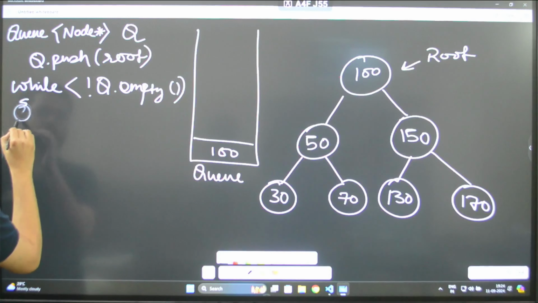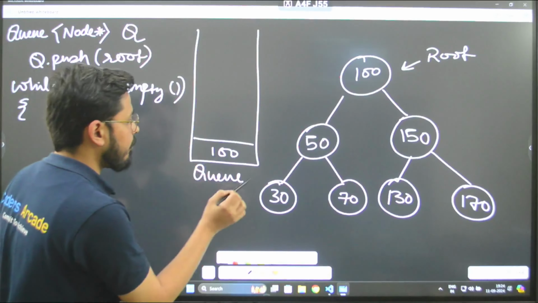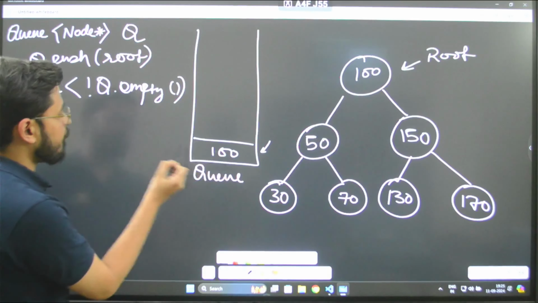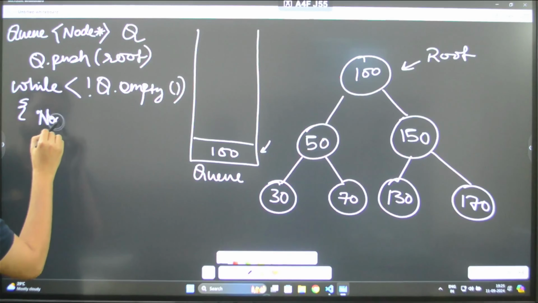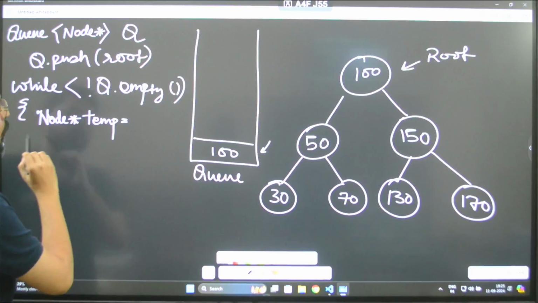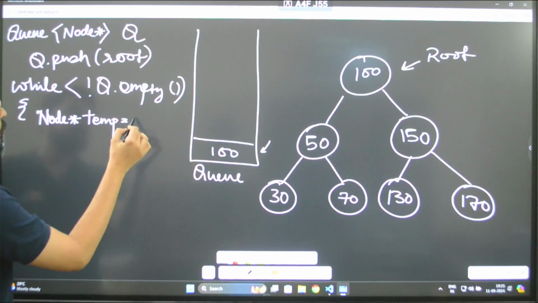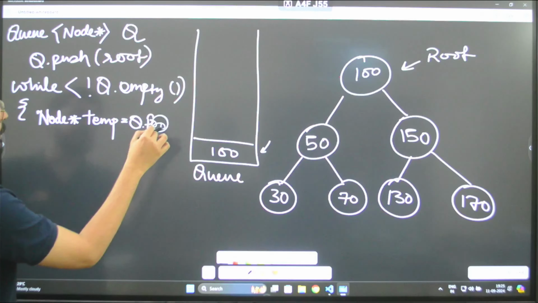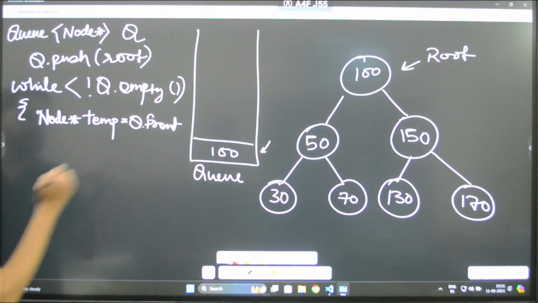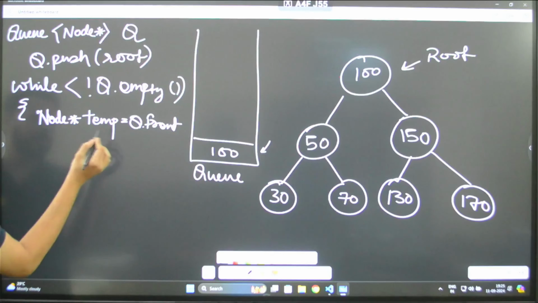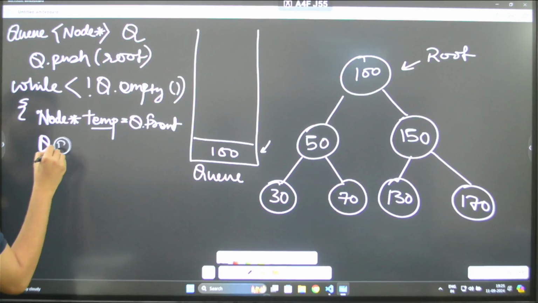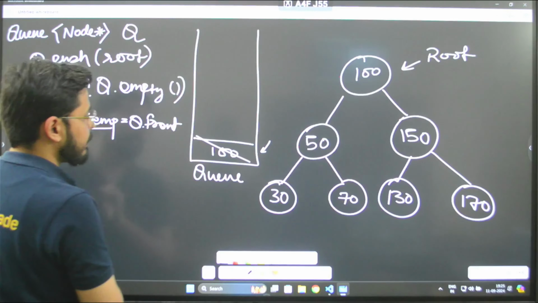And what we were doing, we were taking out the front. So which is the front right now? 100 is the front. We made a copy of it. So I said node star temp equals queue dot front. Who is at the front? The root node is at the front. And as soon as we take out the front, I said store it into temp, and then you pop out. So queue dot pop. When you pop it out, this gets deleted.